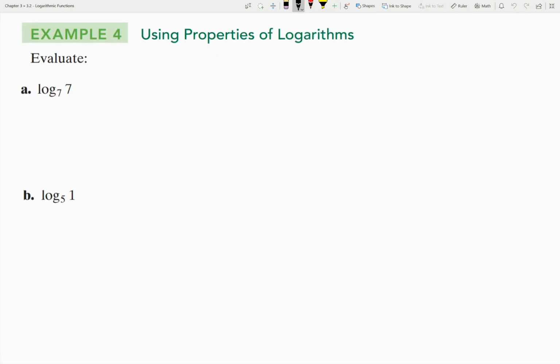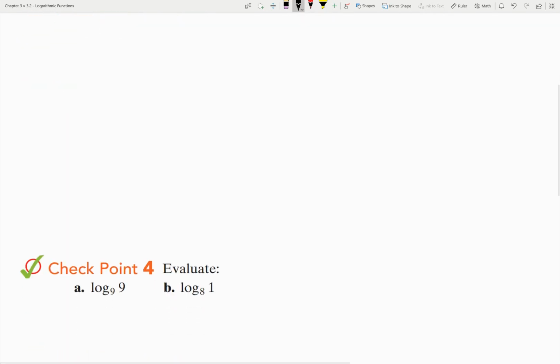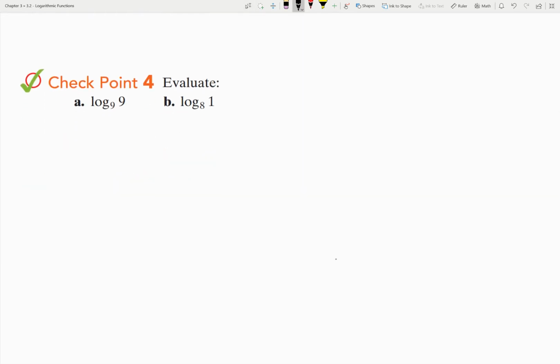So again, using these properties, the log base 7 of 7 is going to be equal to 1. And the log base 5 of 1 is going to be equal to 0. Not a lot here. Still 1, still 0. So again, we're thinking how to get the base to the inside of the logarithm.